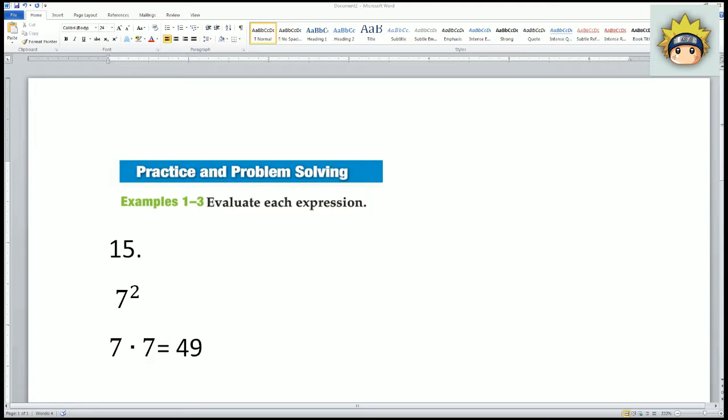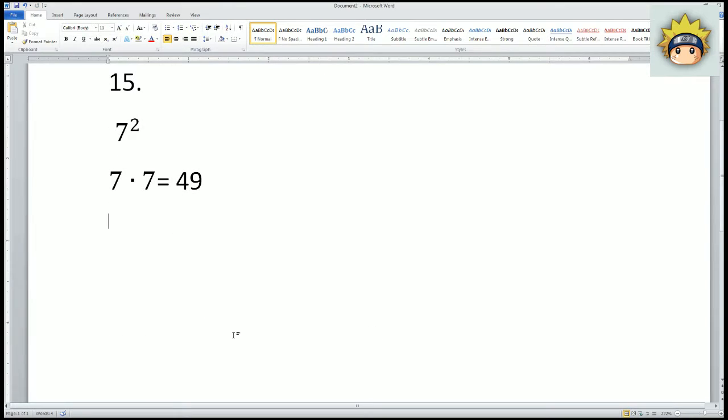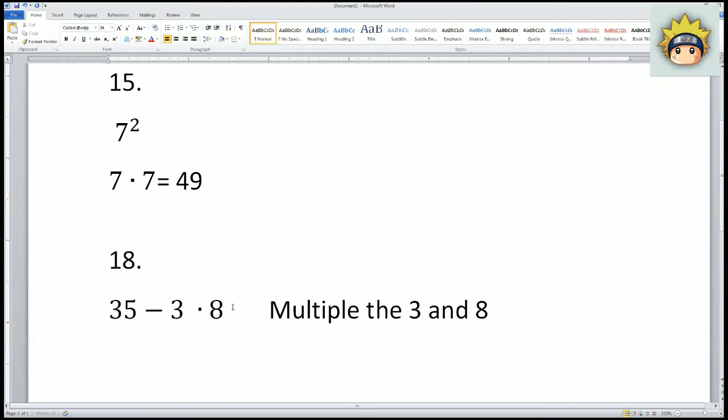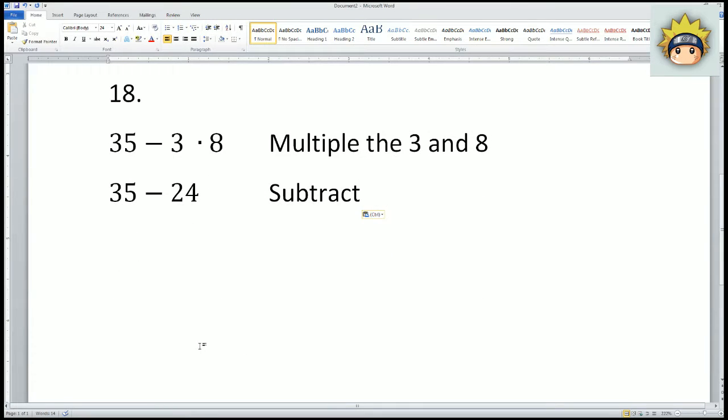Next, 18. 18 gives us this expression, 35 minus 3 times 8. Following the order of operations, we do the multiplication between the 3 and the 8 first. 3 times 8 is going to be equal to 24, so it looks like this. 35 subtract 24. Then you're going to do the subtraction as the next step. That's going to be equal to your answer of 11.